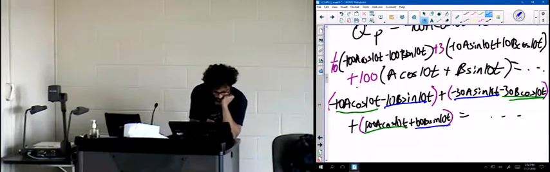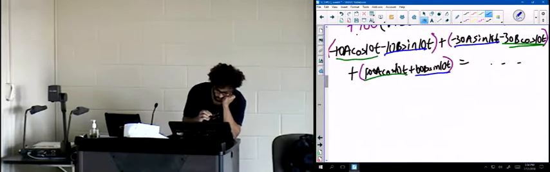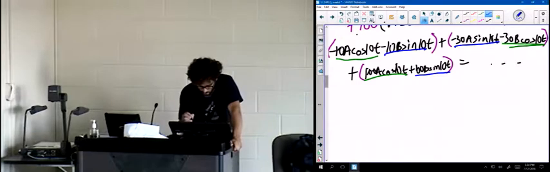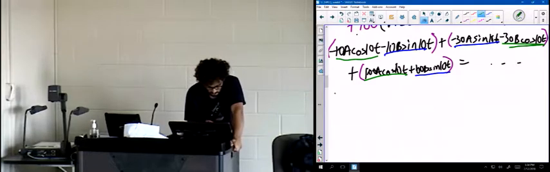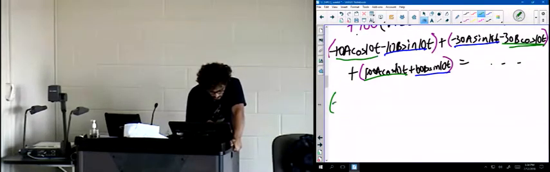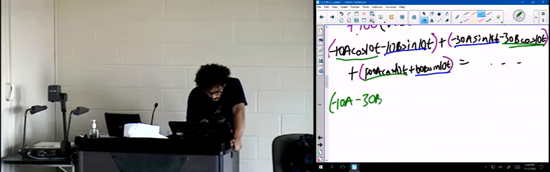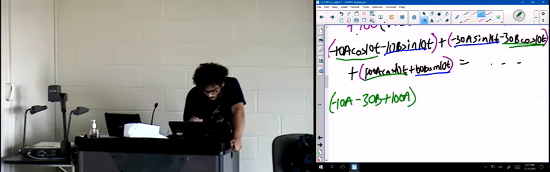And now, I'm going to write all of those coefficients multiplying that cosine and sine. So first, I'm going to do the cosine. So I have a negative 10a. I have a negative 30b. And I have 100a. All that multiplying that cosine of 10t.